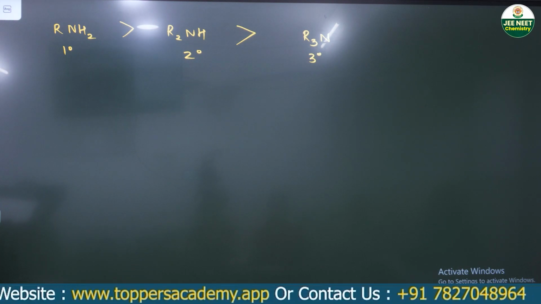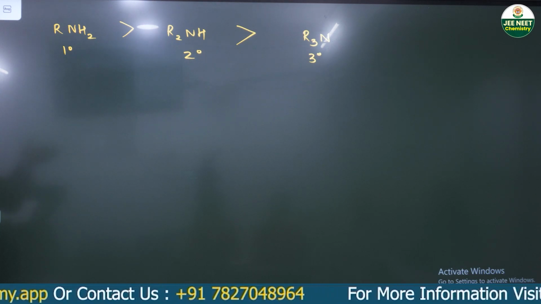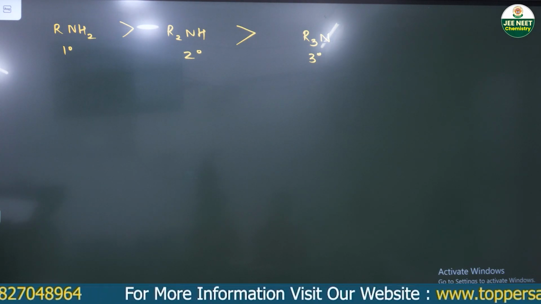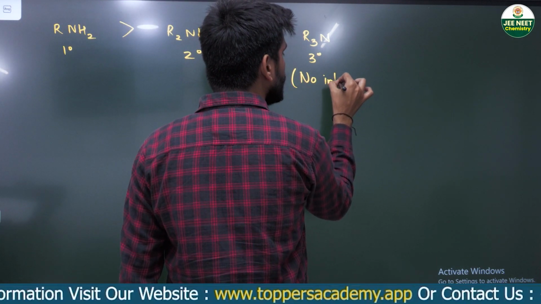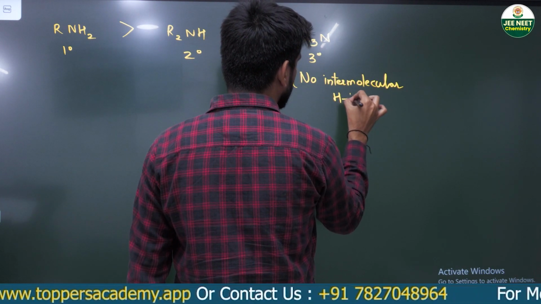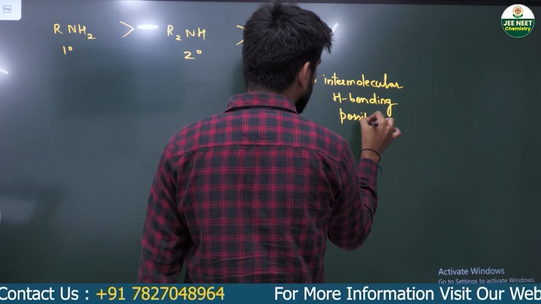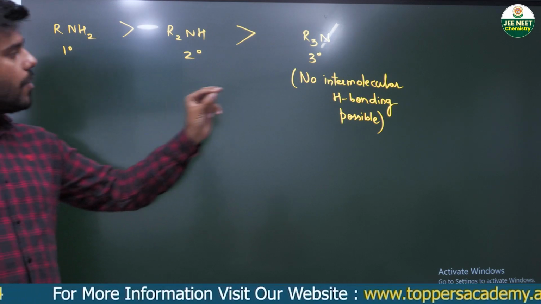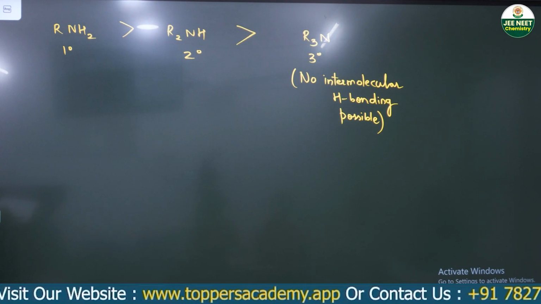Why? Because in 1 degree we have 2 hydrogens and they can undergo more hydrogen bonding. The more the number of hydrogen atoms attached to nitrogen, the more intermolecular hydrogen bonding is possible, and hence the higher the boiling point. Here, no such intermolecular hydrogen bonding is possible. Yes or no? Is that clear to everyone?